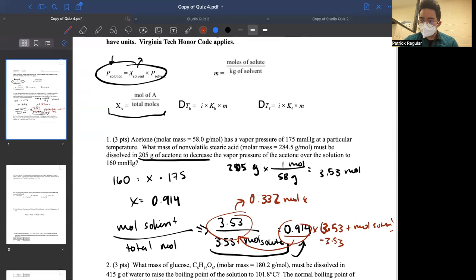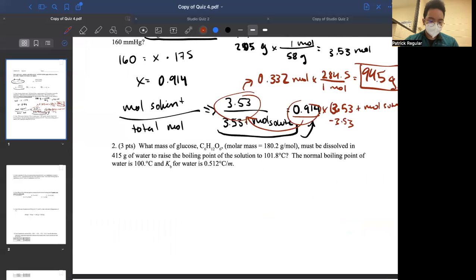We can change our moles of solute to grams, my bad. And we know that our molar mass of our acid is 284. Then our grams of solute must be 94.5 grams.